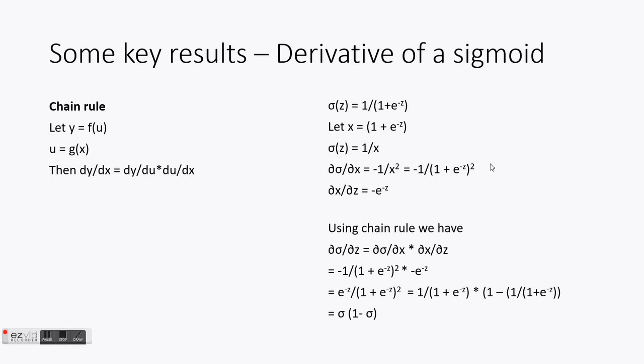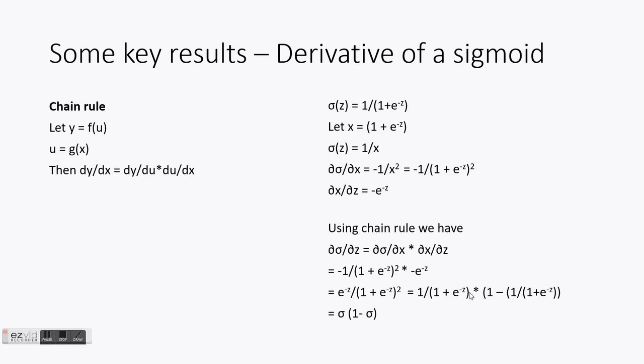So I'll essentially need to multiply minus of 1 by (1 plus e power minus z) the whole square into minus of e power z. Now I rewrite this as e power minus z divided by (1 plus e power minus z) the whole square. Now I'll rewrite this as 1 by (1 plus e power minus z) into (1 minus 1 by (1 plus e power minus z)), which is the same as this.